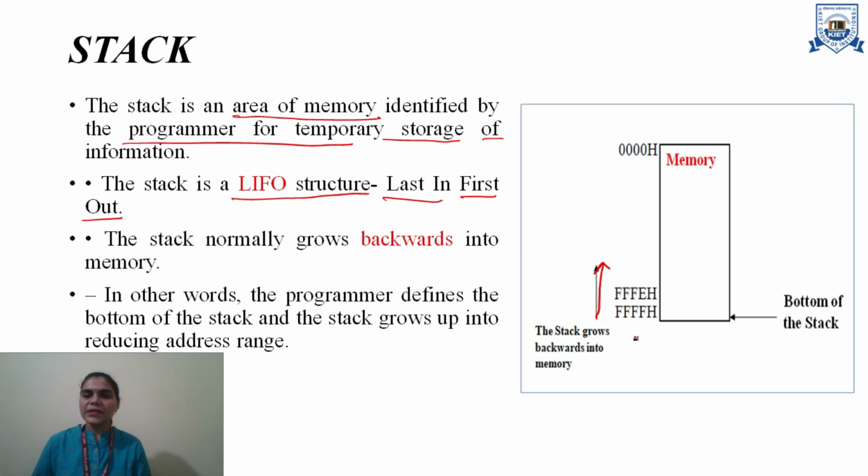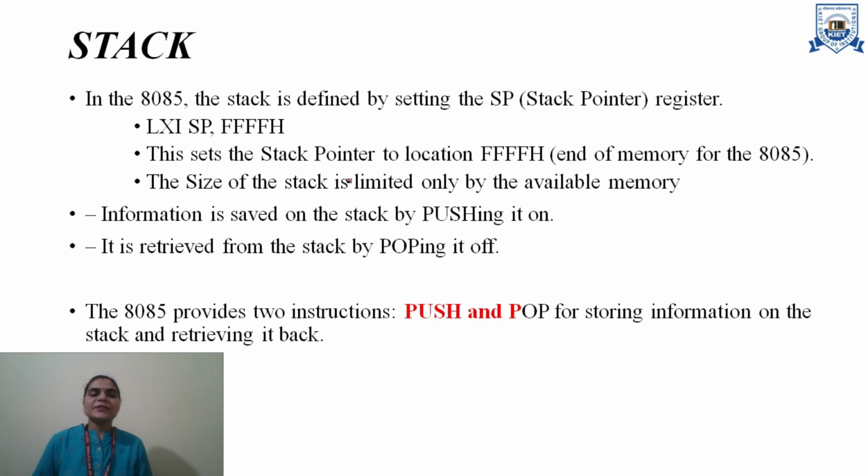So here you can see the bottom of a stack. The stack is growing backward from higher address to lower address. The programmer defines the bottom of the stack and the stack grows up into a reducing address range. In 8085, the stack is defined by setting SP, the stack pointer. It stores the address of the top element of the stack. So here we have to put the address of the top element into the stack register.